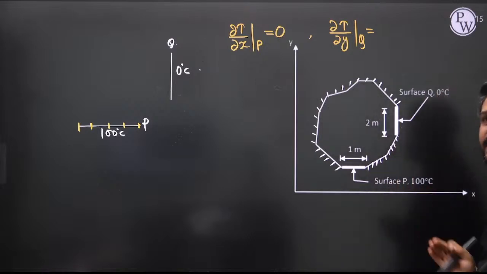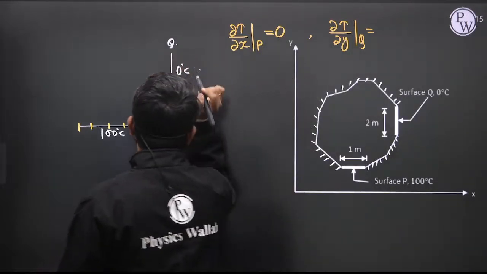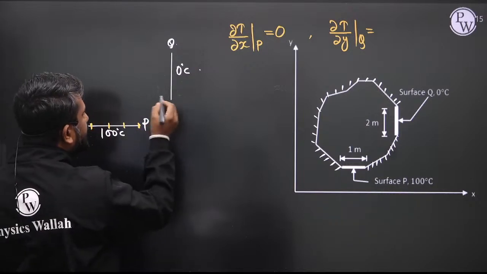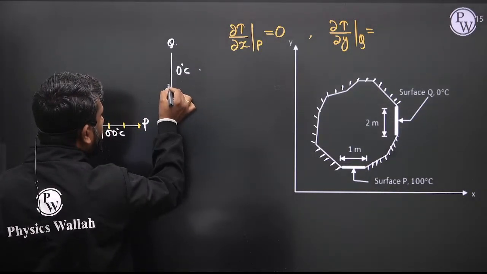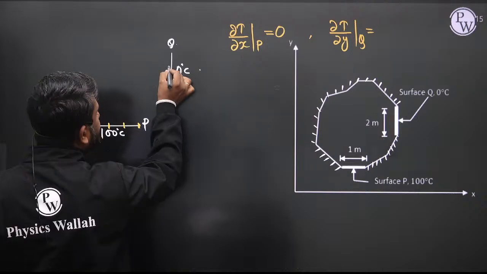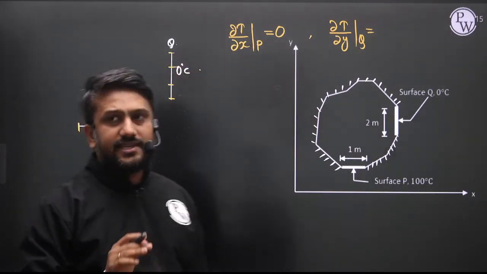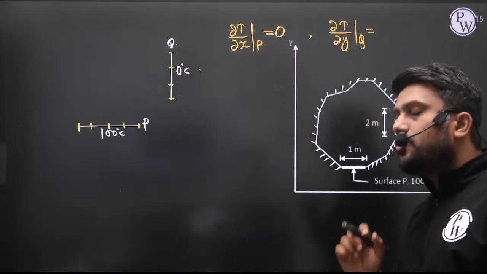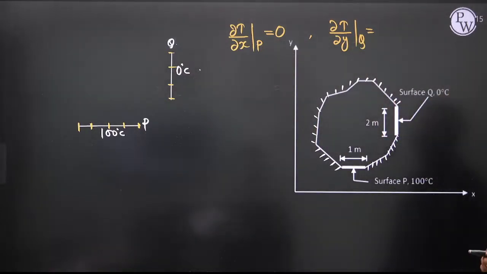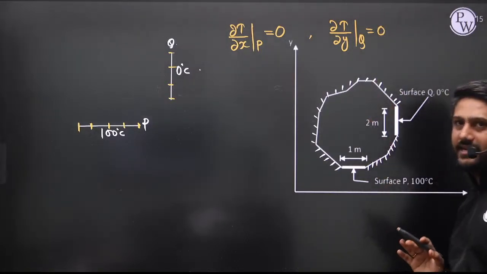Now if you see the surface Q, this surface Q is maintained at 0 degrees Celsius. So what is the temperature here? 0 degrees Celsius, everywhere along the surface. That means at the surface Q, temperature is not changing in the Y direction. So what is del T by del Y at surface Q? That is 0. I hope you can understand this.